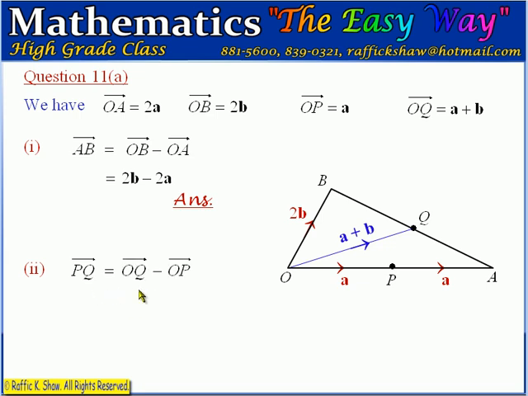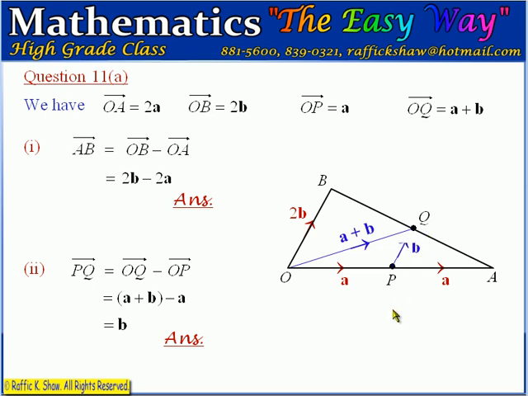That's O times the last, which is Q, minus O times the first, which is P. Displacement vector PQ is OQ minus OP. So now we can substitute the values for OQ here and substitute the values for OP here. And this is it. OQ is A plus B. That's this. OQ is A plus B minus OP. OP is A. And when we do this calculation, A minus A leaves us with 0, and so we are left with B. And therefore, the vector PQ is the vector B.